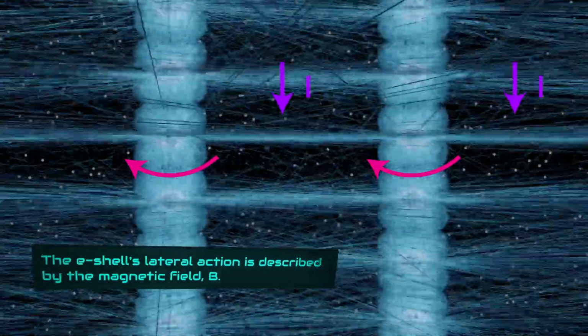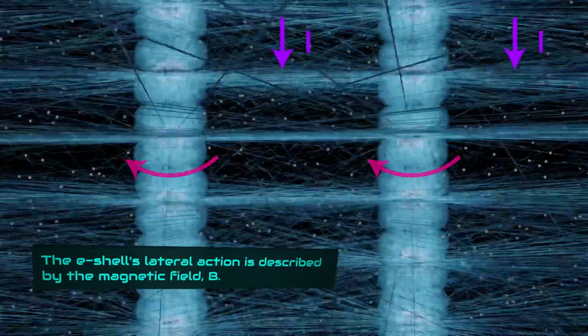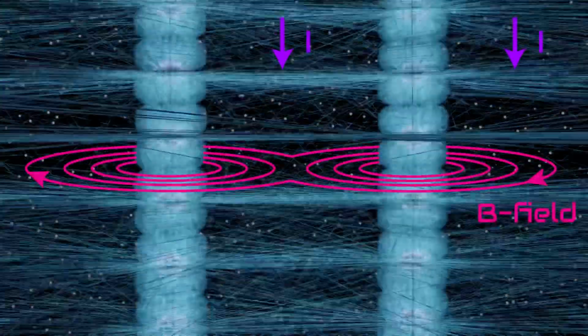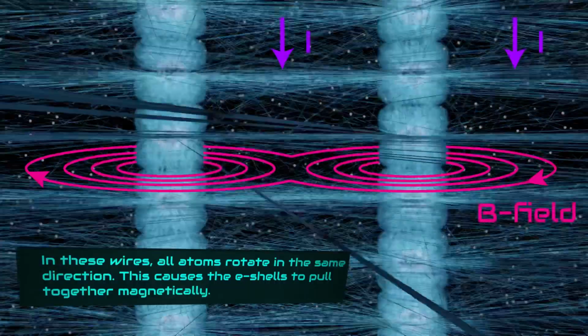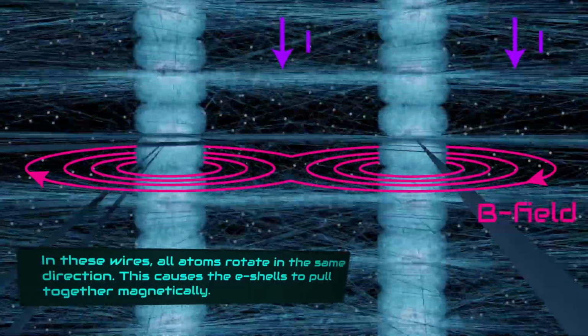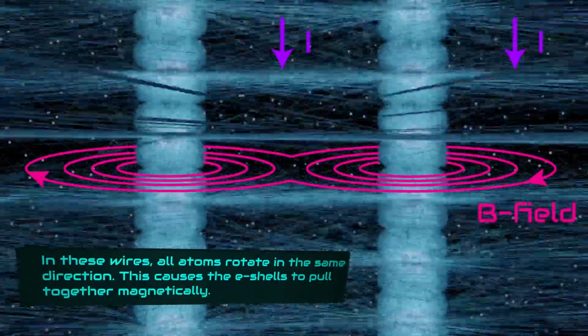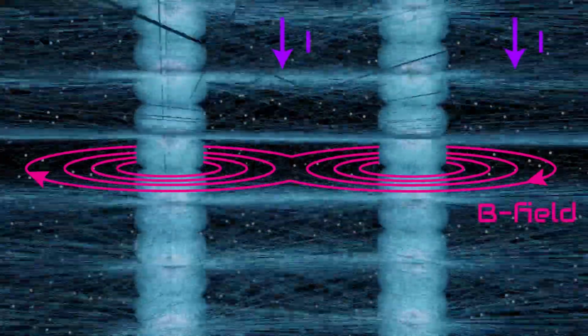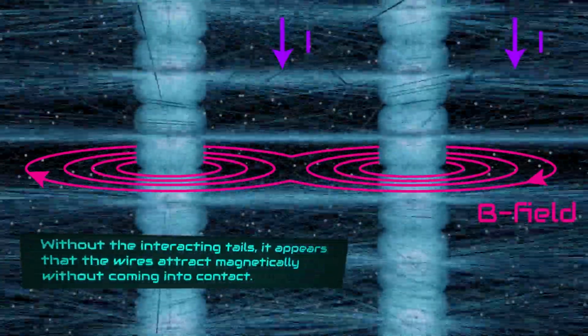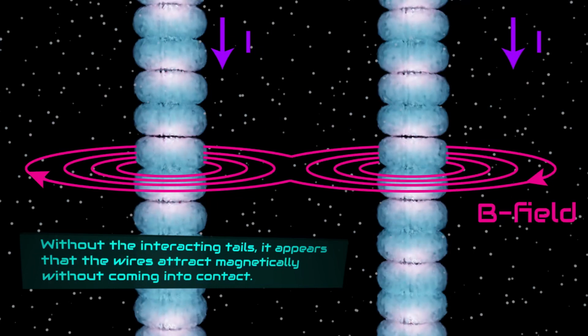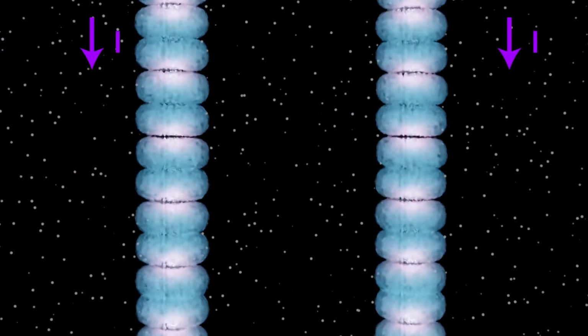The electron shell's lateral action is described by the magnetic field, B. In these wires, all atoms rotate in the same direction. This causes the electron shells to pull together magnetically. Without the interacting tails, it appears that the wires attract magnetically without coming into contact.